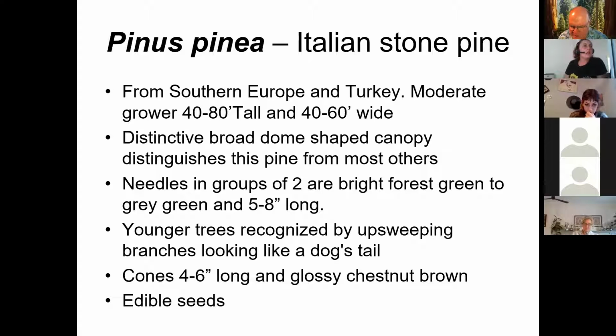Younger trees recognized by upsweeping branches looking like a dog's tail. Cones 4 to 6 inches long and glossy chestnut brown. And the seeds are edible.